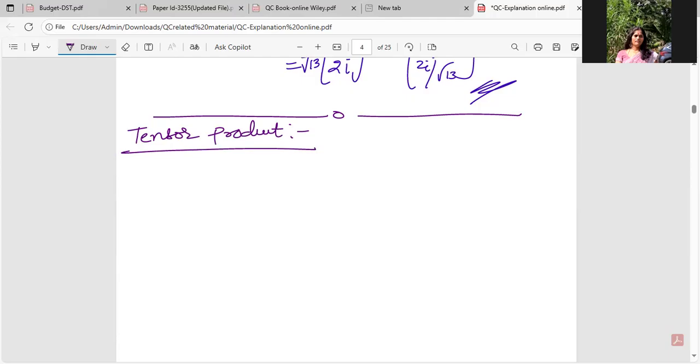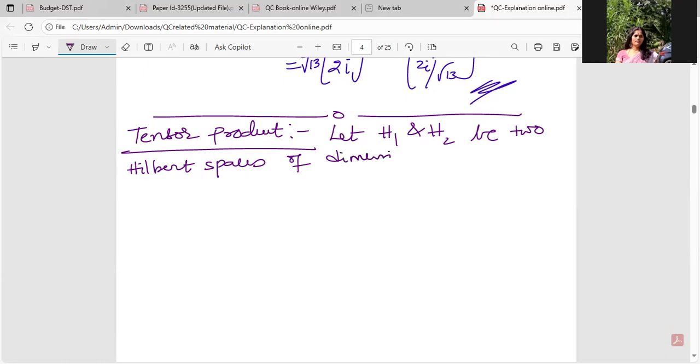Suppose I have two Hilbert spaces, let H1 and H2 be two Hilbert spaces of dimension n1 and n2. So tensor products help us to construct a Hilbert space of dimension n1 into n2.